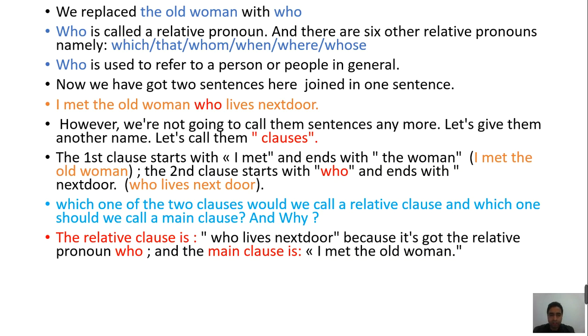So the first clause, which is I met the old woman, is called the main clause or the principal clause, because here it can stand alone. It makes sense. I met the old woman, even though we don't know which woman we are talking about, but it is the main clause. We need the relative clause to give us more information about this woman. Which woman are we talking about?